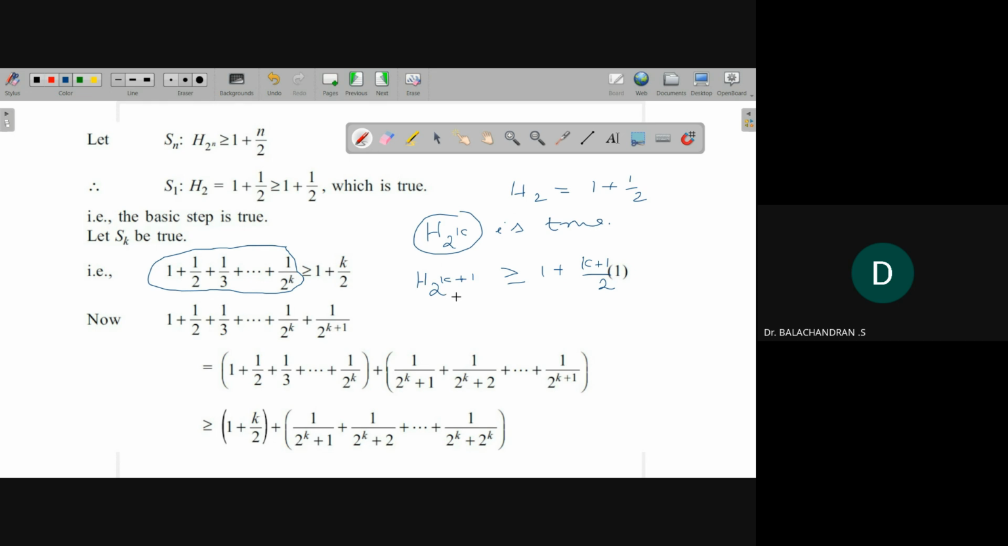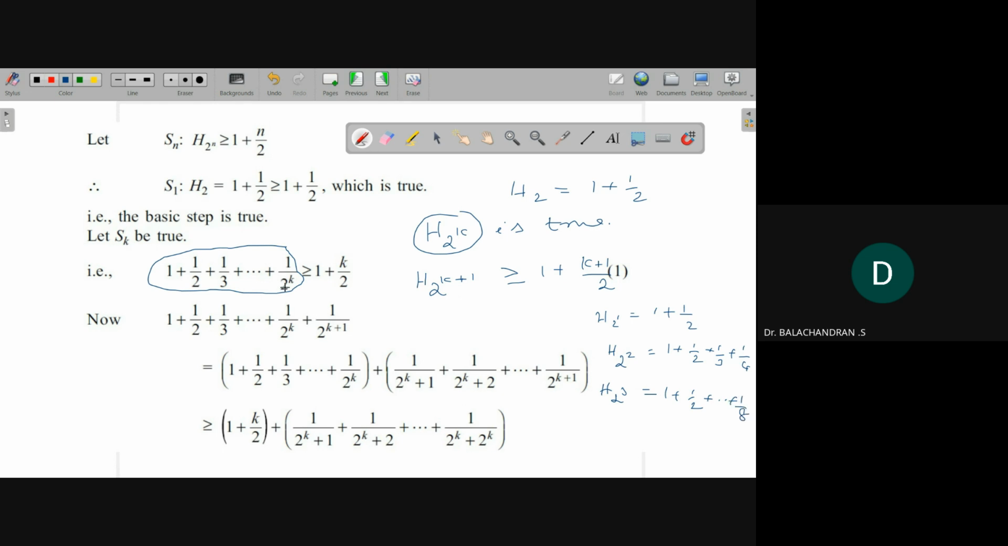I'll explain here first. What is H2? H2 means 1 plus 1 by 2. H2 power 1 is that; next, H2 power 2, because it is 2 power n, so that is 4: 1 plus 1 by 2 plus 1 by 3 plus 1 by 4. Next, H2 power 3, as I told you earlier, is 1 plus 1 by 2 up to 1 by 8.